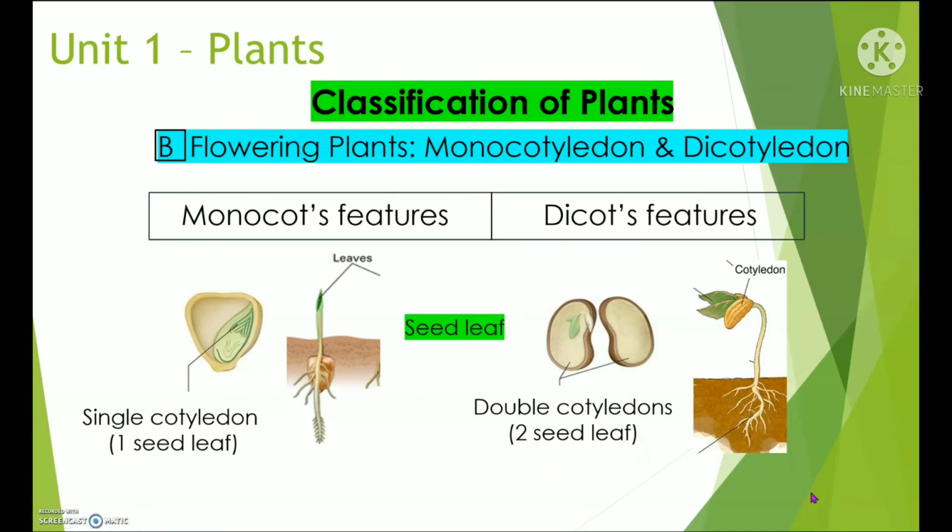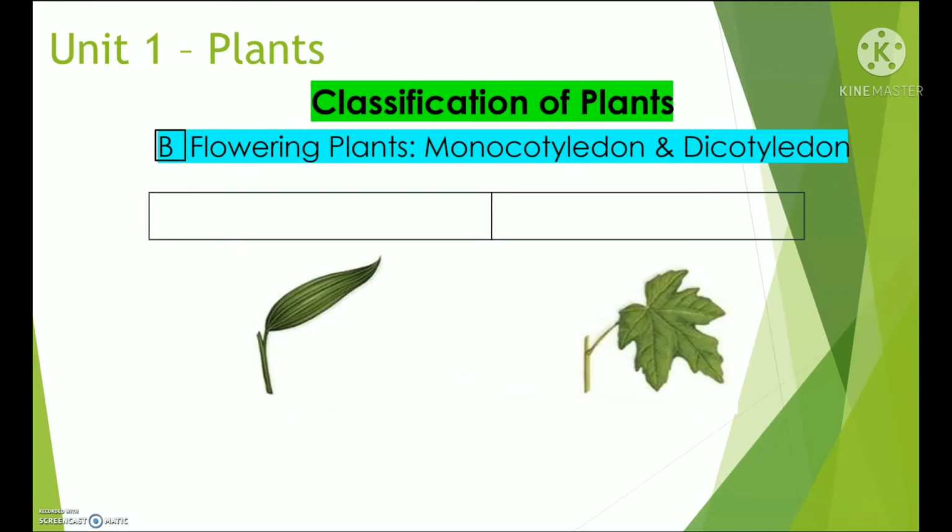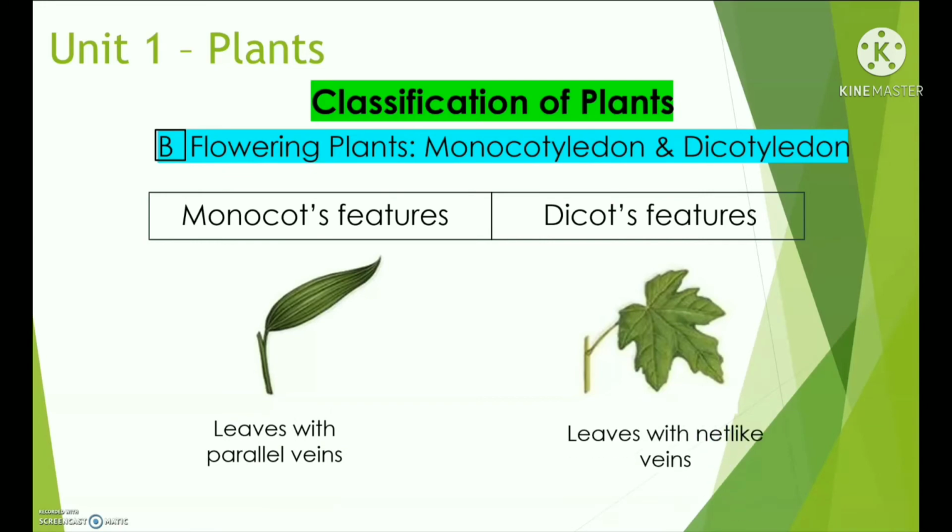Now the question, how many seed leaf do monocot and dicot have? Very good. So monocot has one seed leaf and dicot has double or two seed leaf. Very good. Okay, now let's move on to the next slide. We will talk about their feature, which is the leaves.